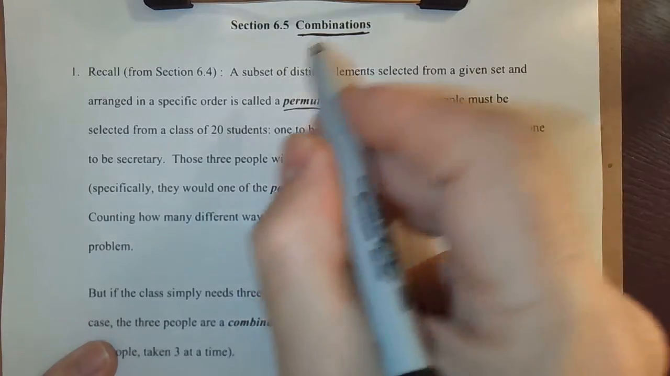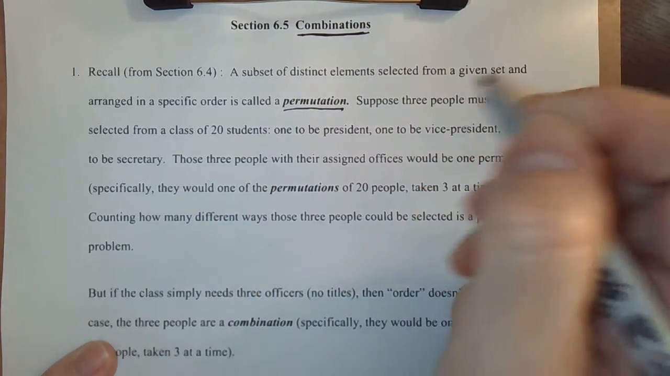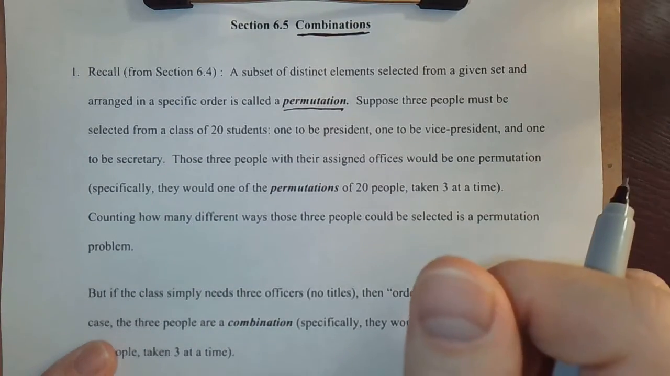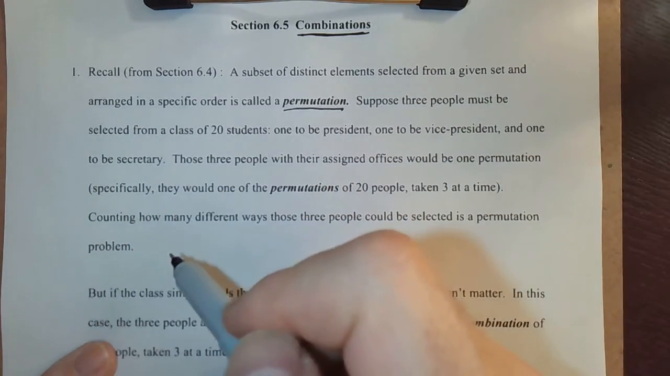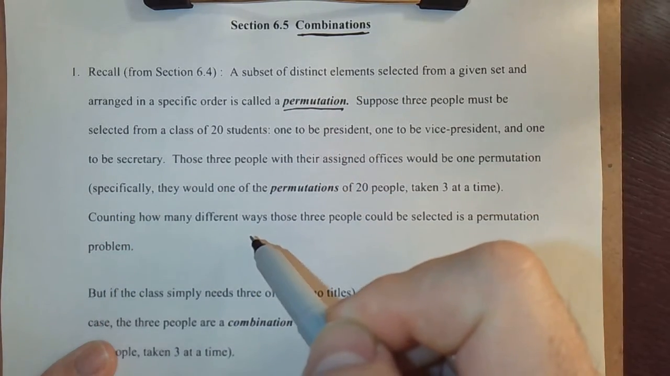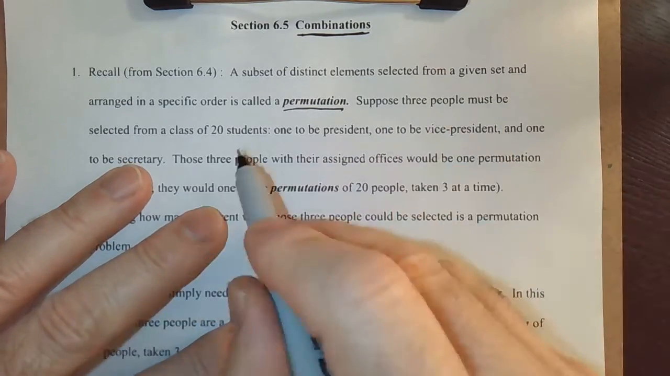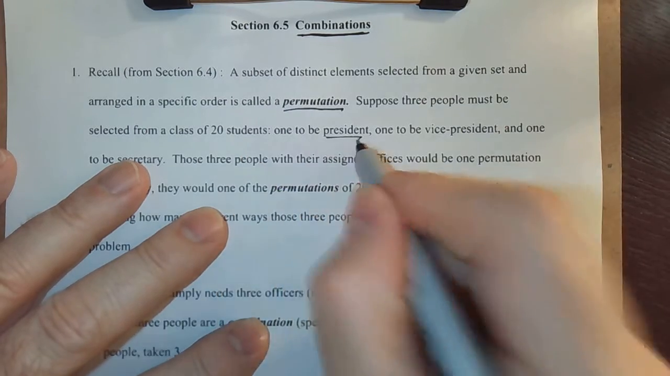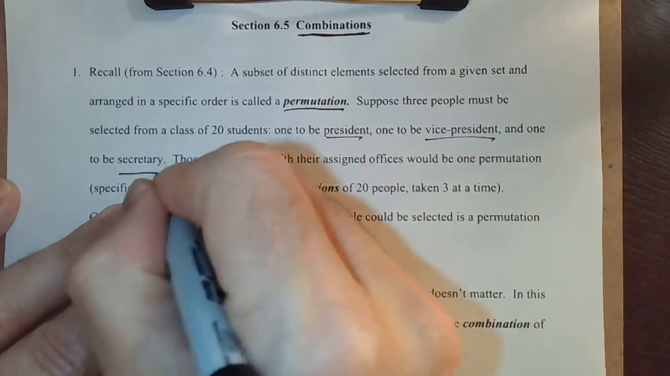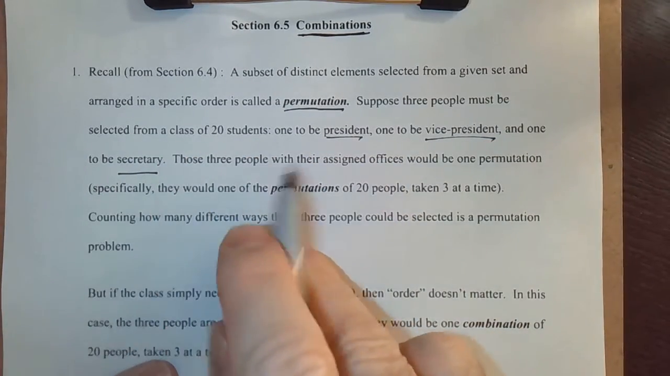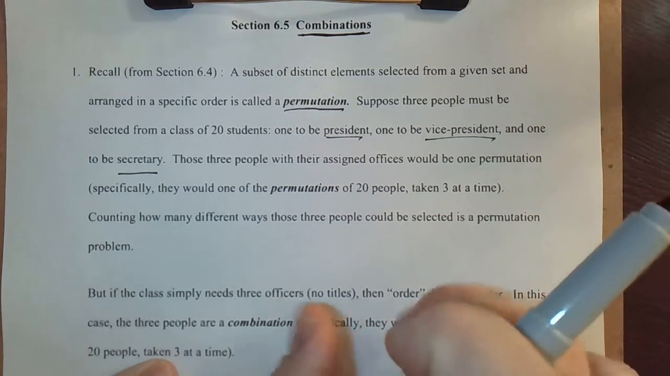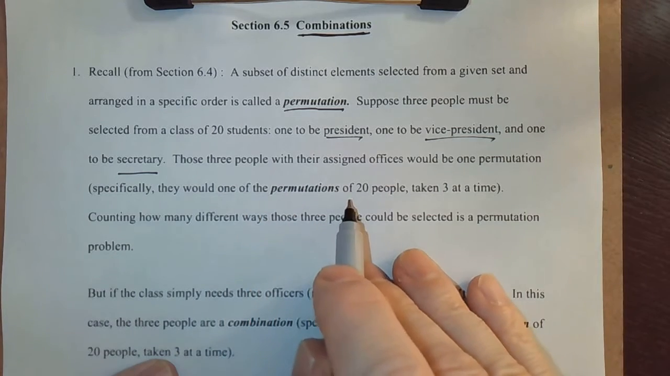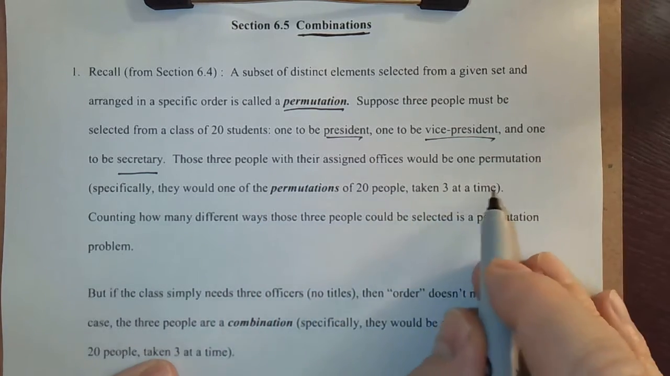So recall, a subset of distinct elements taken from a set. Basically you have a set and you just take some of the items from the set and then arrange them in a specific order. That is a permutation. Suppose, for example, 3 people have to be selected from a class of 20 students. One will be the president, one will be the vice president, and one will be secretary. Those 3 people with their assigned offices would be one permutation. Specifically, they could be considered one of the permutations of 20 people taken 3 at a time.